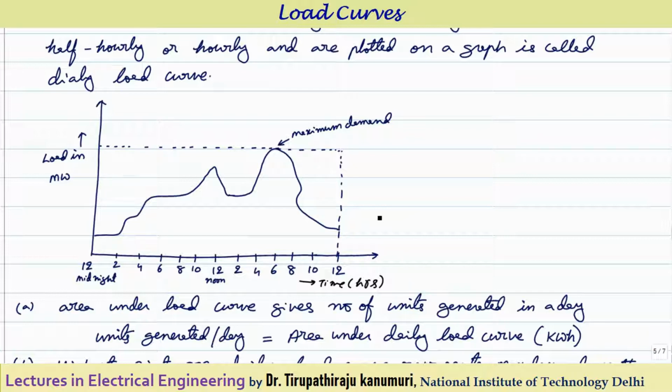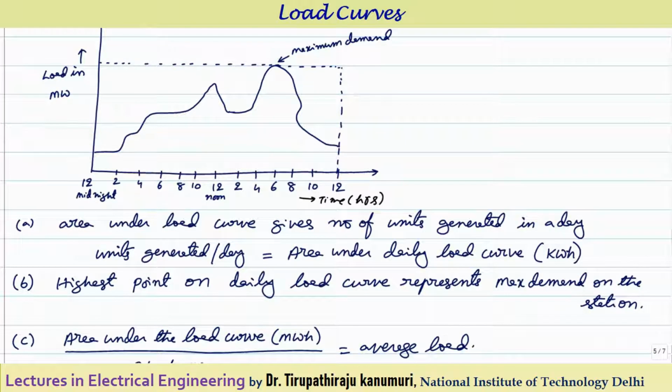Before going to this, let us make some observations based on the daily load curve. The area under the load curve gives the number of units generated in a day. Because the x-axis is time and the y-axis is in megawatts, the product of these two, since area is x multiplied by y, will be megawatt hour. So it gives the number of units generated in a particular day.